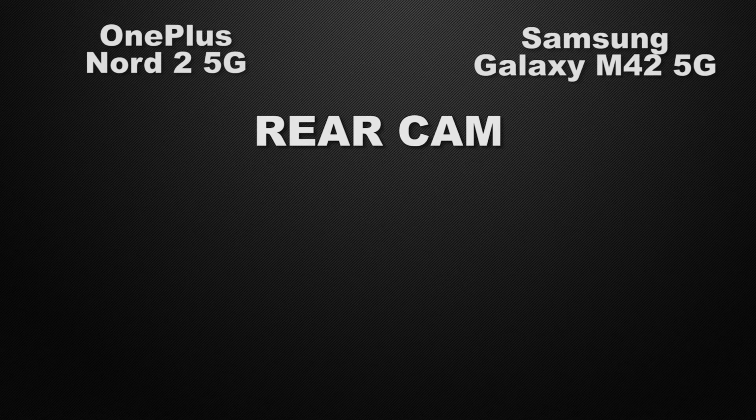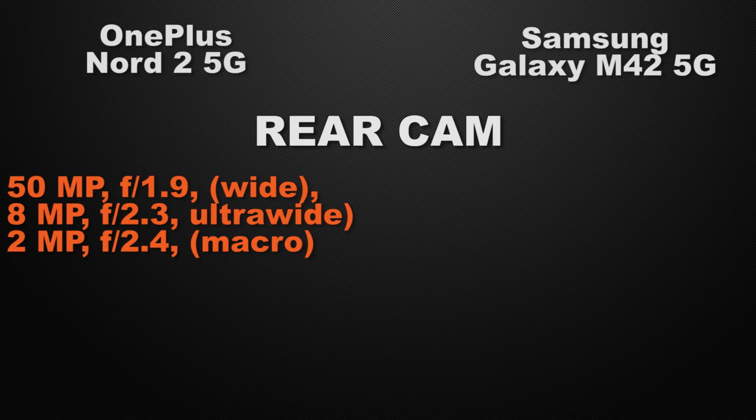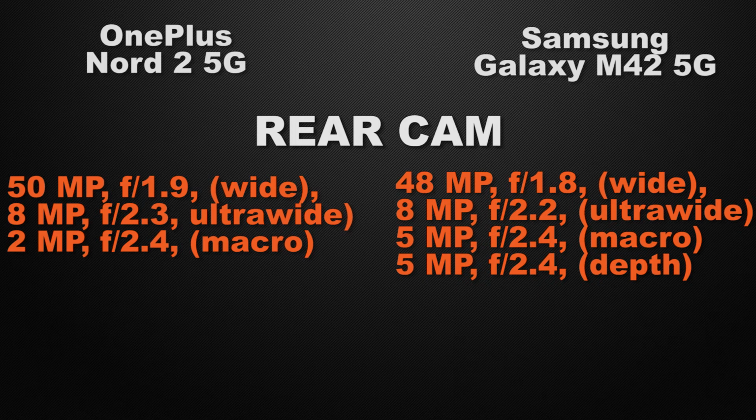Let the comparison start with the camera of the devices. Talking about the rear camera of the devices, Nord 2 has a triple camera setup: a 50 megapixel wide camera, an 8 megapixel ultra wide camera, and a 2 megapixel macro camera. Whereas M42 comes with a quad camera setup: a 48 megapixel wide camera, an 8 megapixel ultra wide camera, a 5 megapixel macro camera, and a 5 megapixel depth sensor. So the winner here is M42 because it has a quad camera setup which has a 5 megapixel depth sensor.